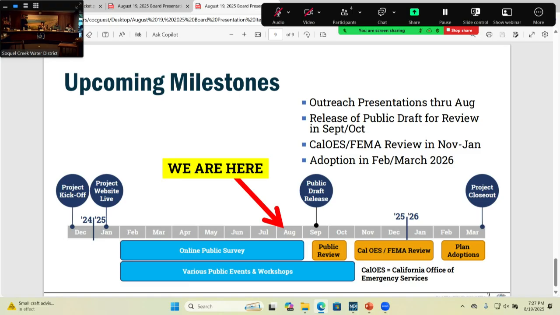Following that, the plan would go to the county and all the participating agencies' respective boards, including you guys, for ultimately the adoption of the plans. So the next touch point and connection with the board here would be February or March of 2026 to receive an update on the final plan and put it up for adoption. So that's the informational presentation on this item.